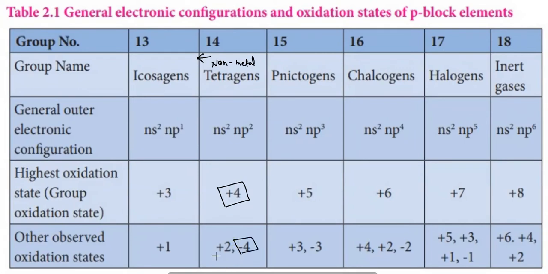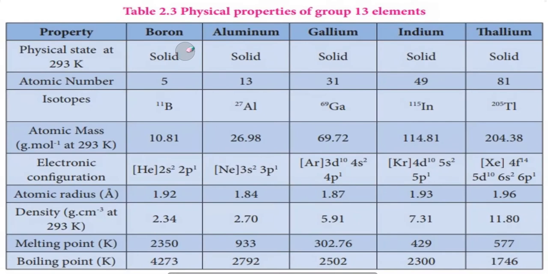Okay. Next, the +2 oxidation state can also be represented by them. So these are some general properties related to the group number 13 and group number 14 elements. Now, let's move to the next topic, that is the group number 13 elements.